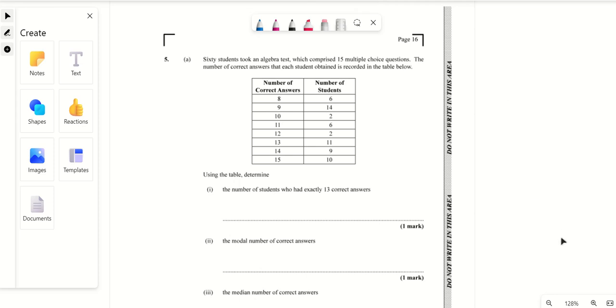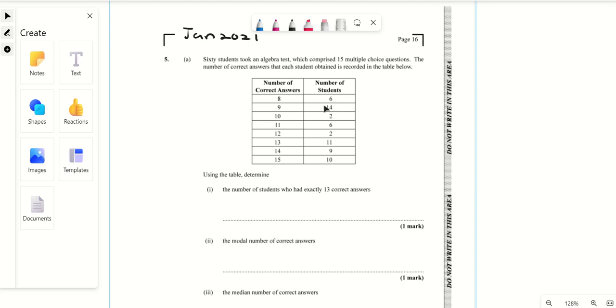So today we will be doing January 2021, number 5. So this question asks, 60 students took an algebra test which comprises of 15 multiple choice questions. The number of correct answers that each student obtained is recorded below.